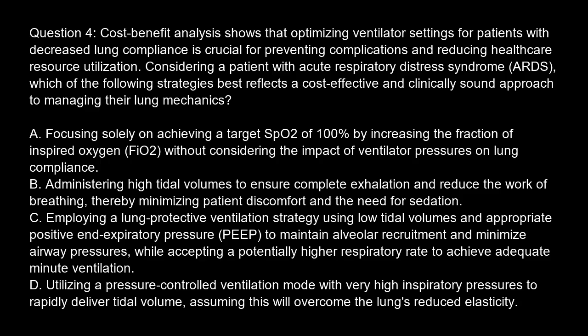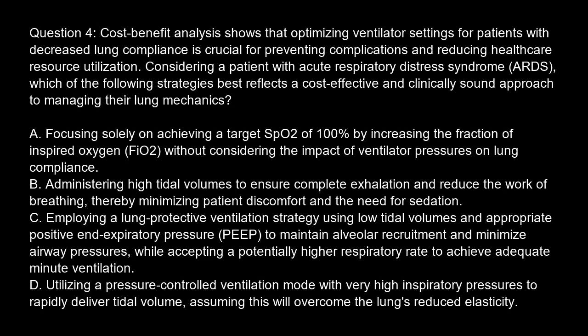Option A. Focusing solely on achieving a target SpO2 of 100% by increasing the fraction of inspired oxygen, FiO2, without considering the impact of ventilator pressures on lung compliance. Option B. Administering high tidal volumes to ensure complete exhalation and reduce the work of breathing, thereby minimizing patient discomfort and the need for sedation.